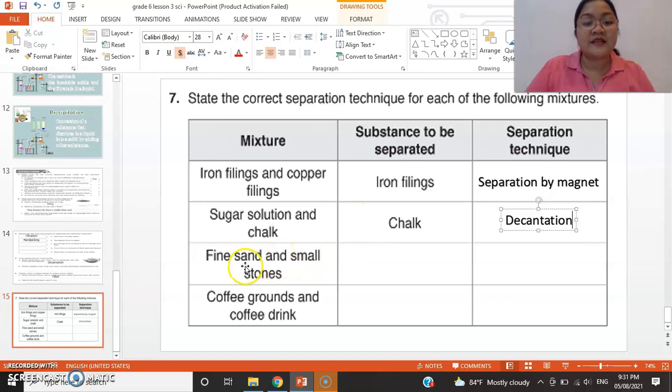Okay, try to answer fine sand and small stones, and coffee grounds and coffee drink.